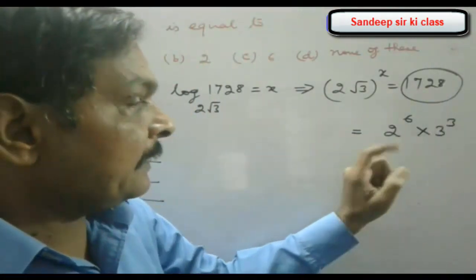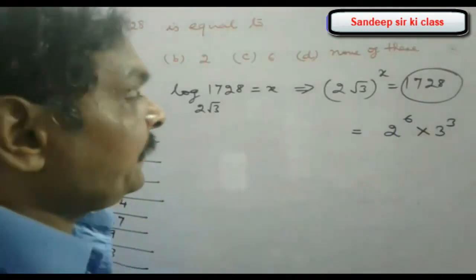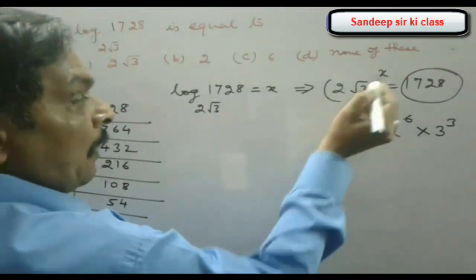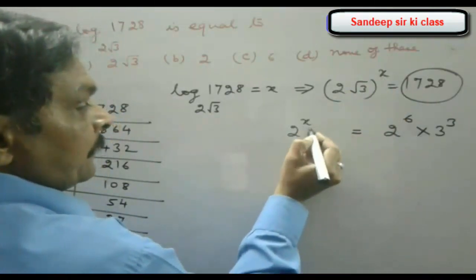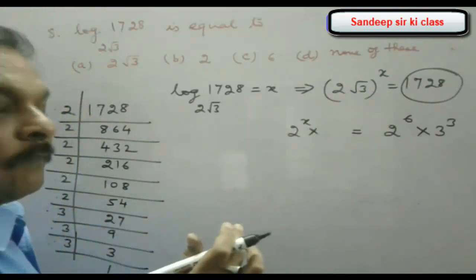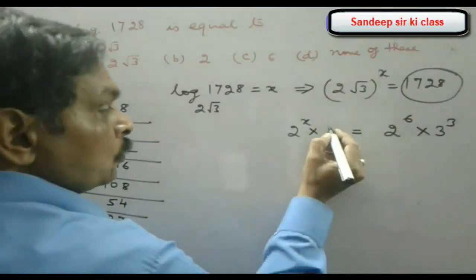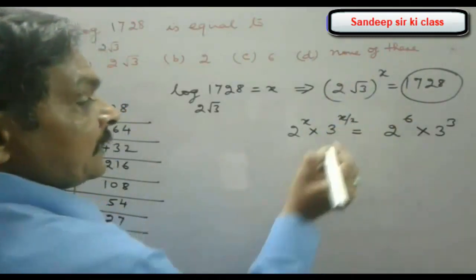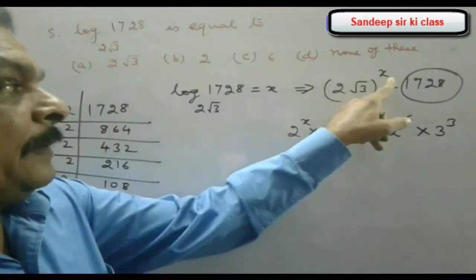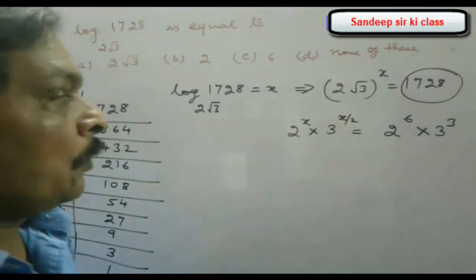1728 may be written as 2 raised to the power 6 into 3 raised to the power 3. Now see the left hand side. Left hand side will be 2 raised to the power x into, since root 3 can be written as 3 raised to the power 1 upon 2, so it will be 3 raised to the power x upon 2. Power of 3, which is 1 upon 2, will be multiplied by x, so it will be 3 raised to the power x upon 2.